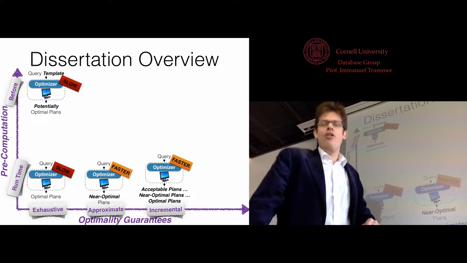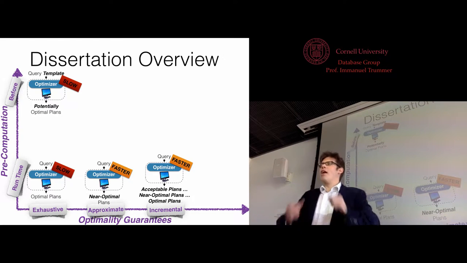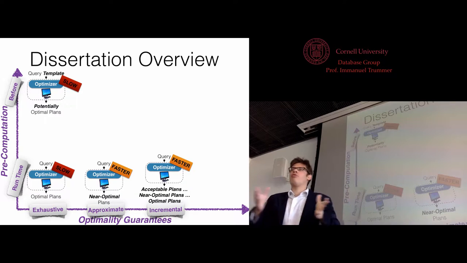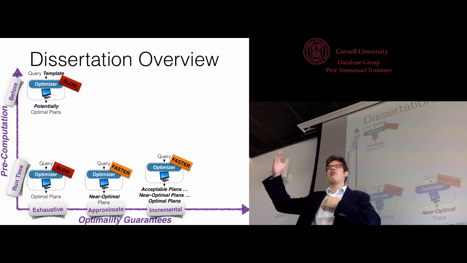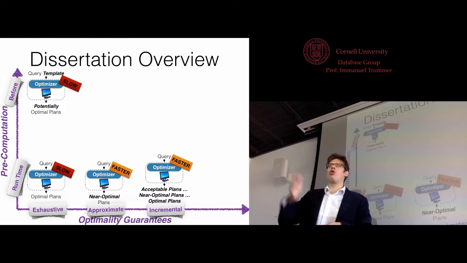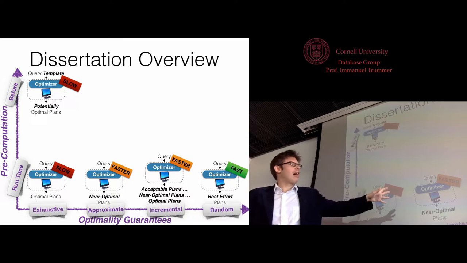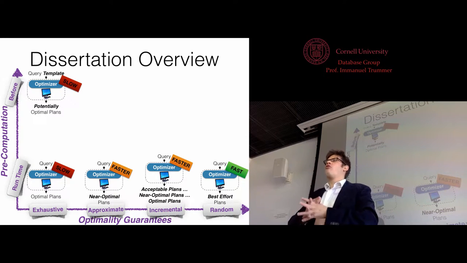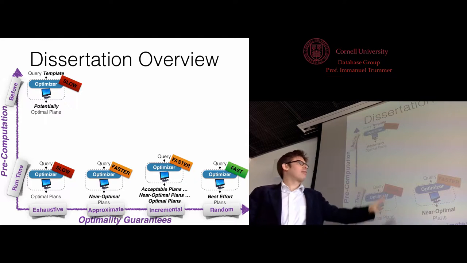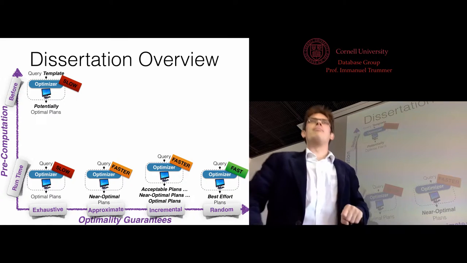I've also worked on incremental algorithms that divide optimization into many small incremental steps and always give you formal bounds on how far you are from the optimal solutions at most. So you can decide yourself when you want to stop optimization. And finally, I've also worked on some randomized algorithms which don't give you formal worst-case guarantees on the quality of the solution, but they work well on average and they are significantly faster than all other methods.